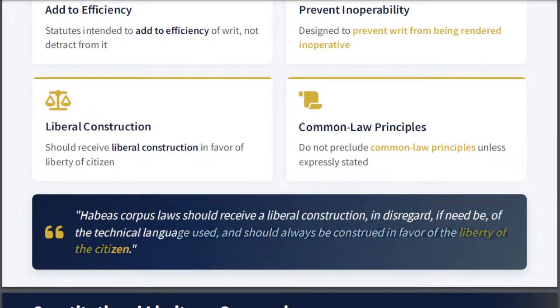So habeas corpus law should receive liberal construction in disregard, if need be, of the technical language used. Wow. And it should always be construed in favor of the liberty of the citizen. This is an important phrase right there. Habeas corpus law should receive a liberal construction and in disregard, if need be, of the technical language used. Wow. Where do you hear that? And it should always be construed in favor of the liberty of the citizen.